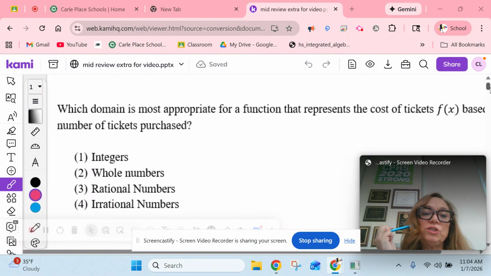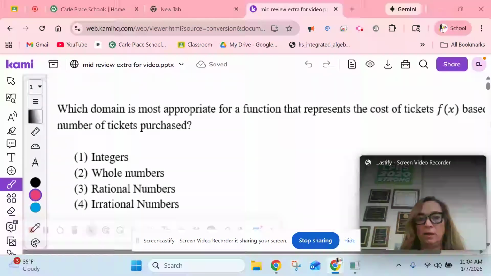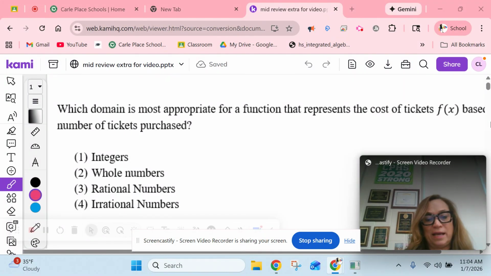All right, so which domain would be most appropriate for a function that represents the cost of tickets, f of x, based on x as the number of tickets purchased? So tickets. You can only buy whole numbers of tickets, so it has to be whole numbers.